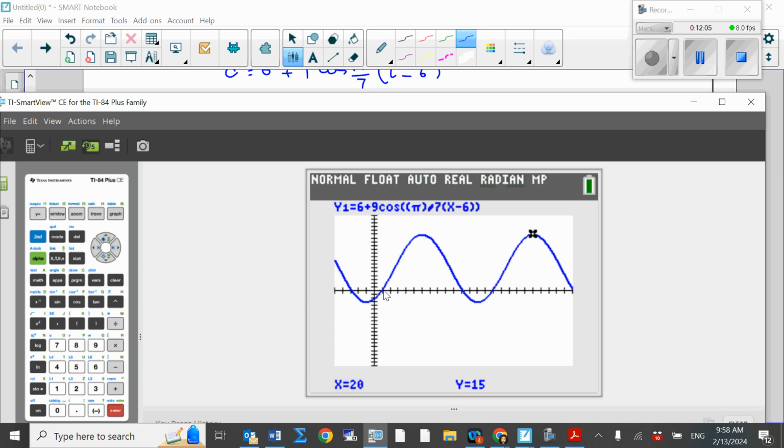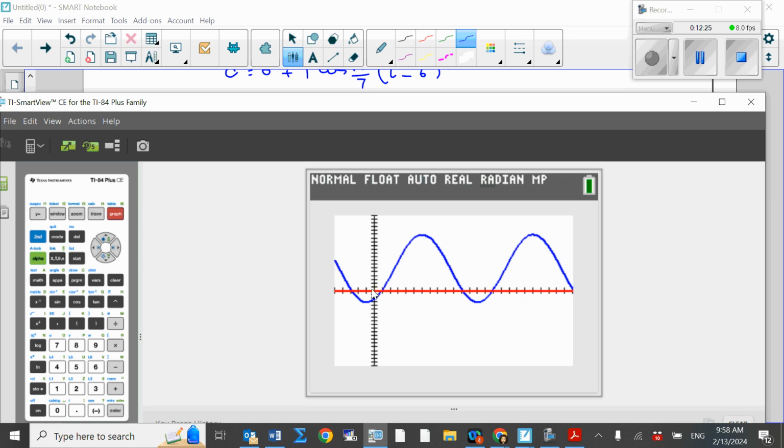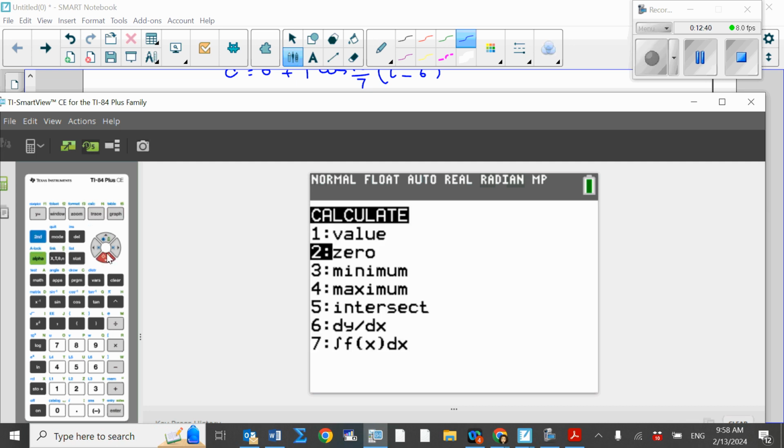How do we do that? We already have the y value here. We need to know the x value. Because I don't have the x, I cannot use second trace value. I have to enter another function here at y equal to 0. So you see, here's the second graph. If we could find the point where these two graphs are crossing each other, that's our answer. So I go second trace, intersect.